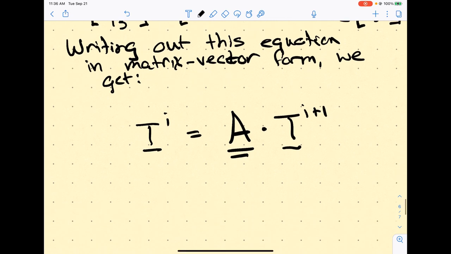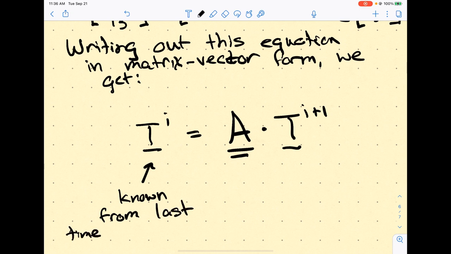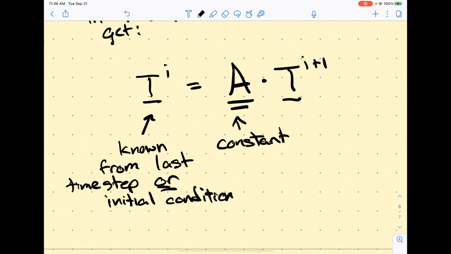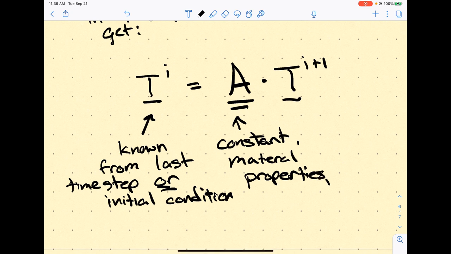Just to be explicit, this is known from the last time step or the initial condition. This is constant. It's material properties and time step, spatial step. And this is what we want to solve for.